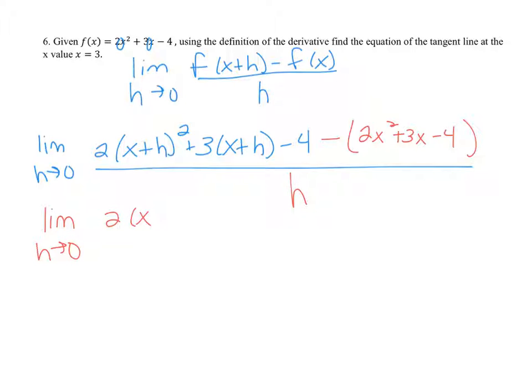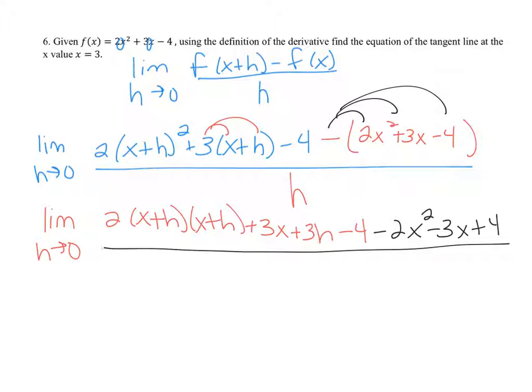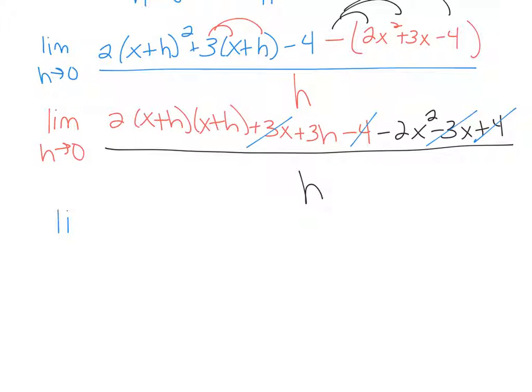X plus h, I can write that twice because it's x plus h squared. I'm going to bring this in with distribution, so plus 3x plus 3h minus 4. I'm also going to bring in this negative, so I have negative 2x squared minus 3x plus 4 all over h. Now I could clean up a few things here. I know that the 4 and this negative 4 are going to cancel. I also know that the 3x and the negative 3x will also cancel, just to make it a little cleaner.